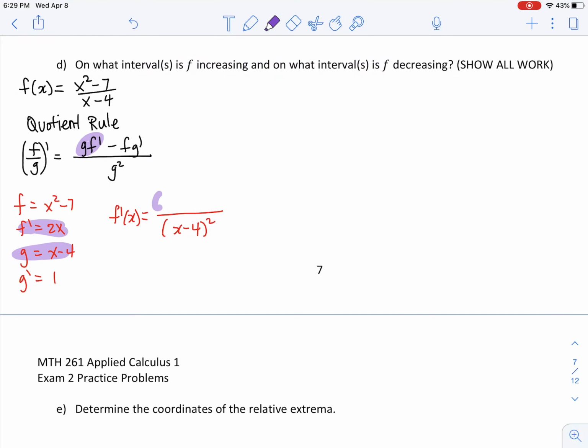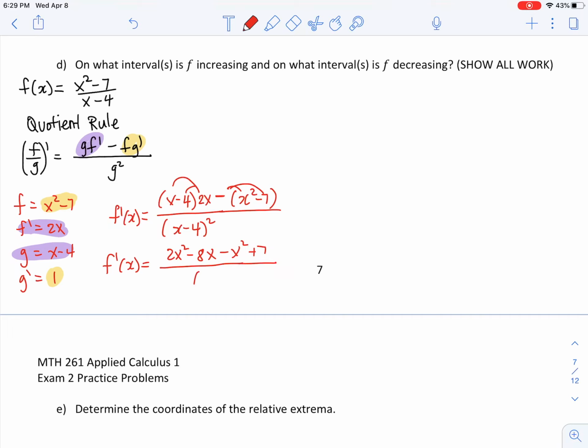f g prime: this times that. And that's easy, right? That's just going to be x squared minus 7 times 1. If you simplify the numerator, and you're going to need to, you will get 2x squared minus 8x minus x squared plus 7, all over (x minus 4) squared.